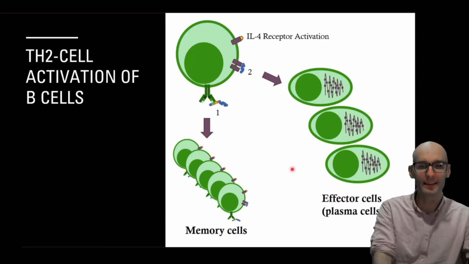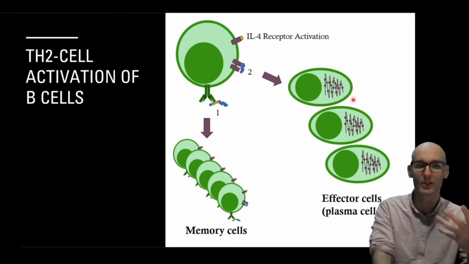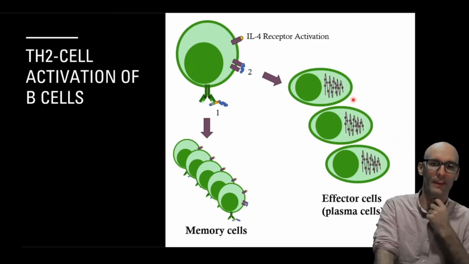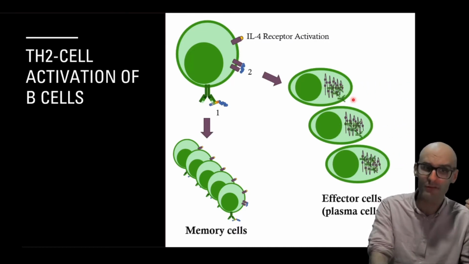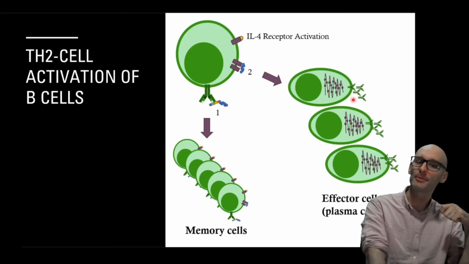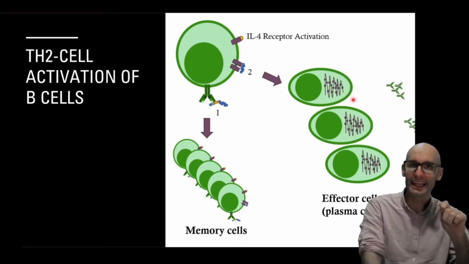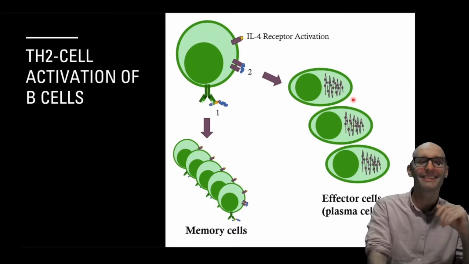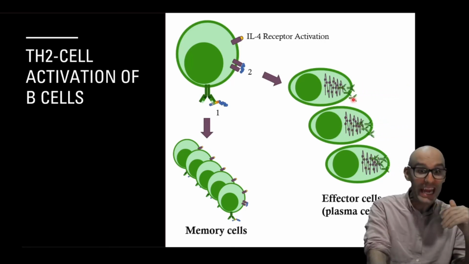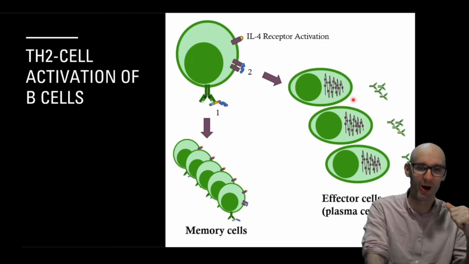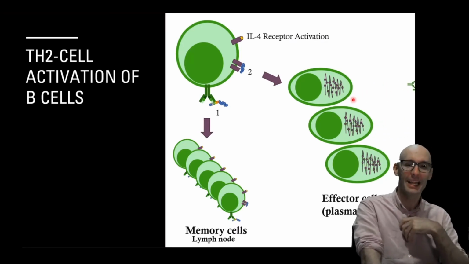And the second thing that happens is we get B cell effector cells, also known as plasma cells. These have a larger cytoplasm full of rough endoplasmic reticulum, so they can produce antibodies. Now, in the case of an IL-4 Th2 response, these antibodies are a subtype called IgE, and I will go into that a little bit later. But how I remember it is these antibodies are also really important for allergies. So I always say IgE is an allergy response, which is a bit tough, but yeah.